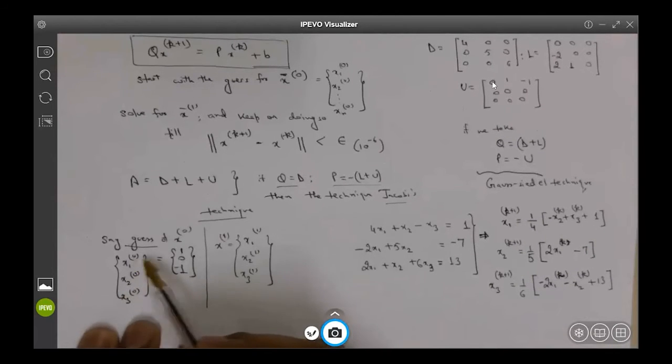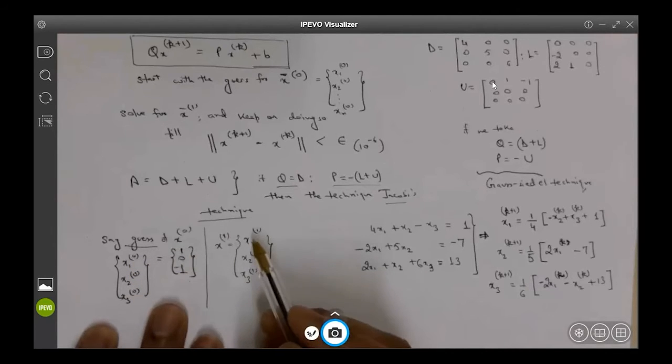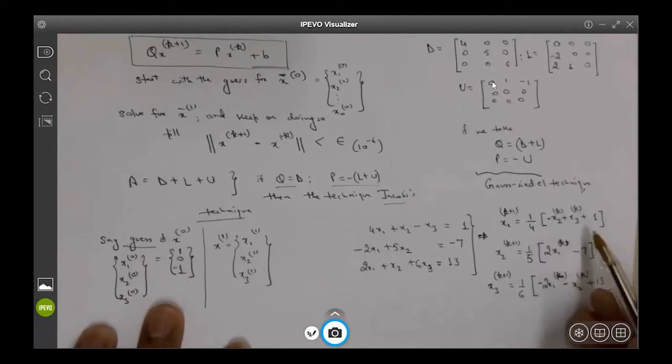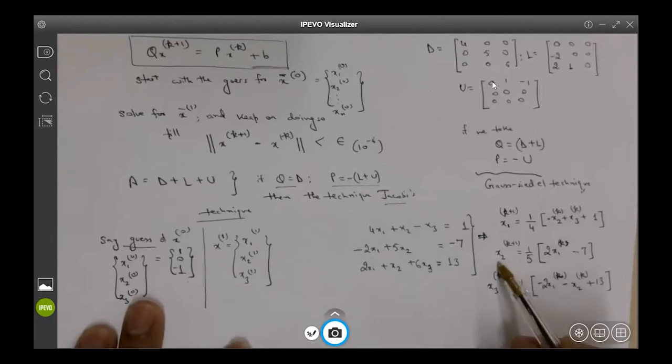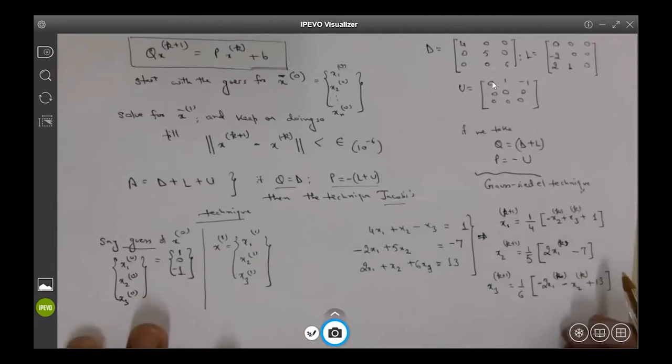So for example, you assume this, that means for the 0th iteration, you have got these values. Now if I need to find out what should be the values of the individual components for the first iteration, I use this equation, right? So I plug in the values of x2 zero and x3 zero here, and I will get x1 one. Similarly, I will get x2 one, x3 one. Is that clear so far?